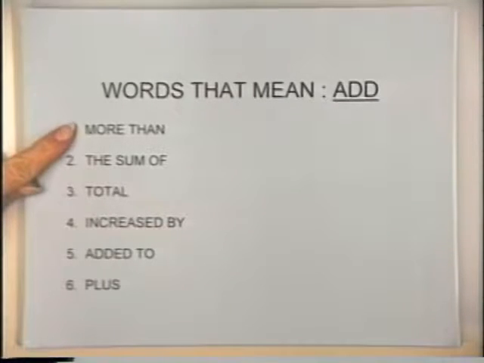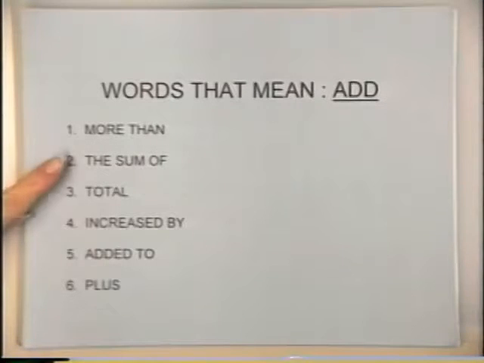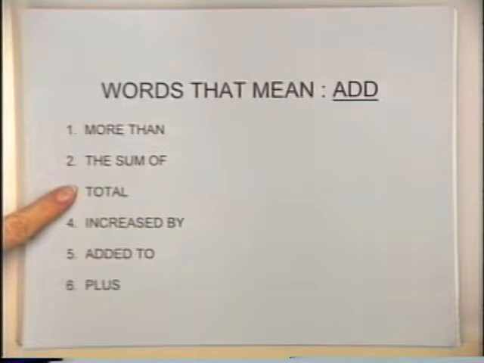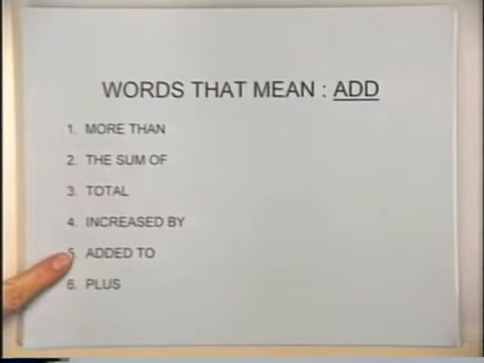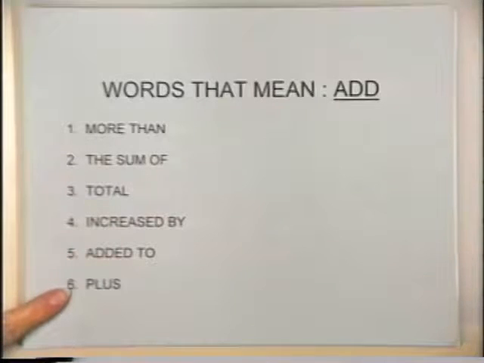The expression more than. If you say that you have 3 more than someone else, then you would have 3 added to the amount that the other person has. Of course, you know that the sum of means that you are adding. Total means that you are adding. Increased by, if you increase something, you add to it. Of course, added to is self-explanatory, and so is plus. We're going to find as we look at these verbal expressions, when we see these types of words, we're going to translate those as a plus sign.